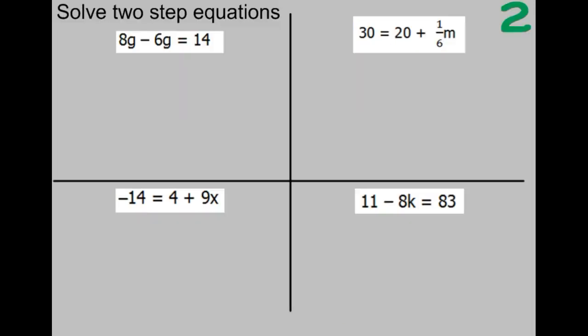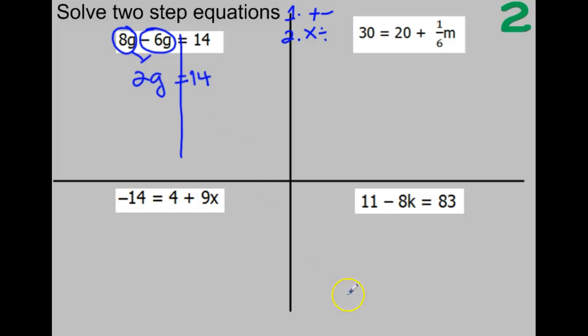Slide 2, we're solving two-step equations. This is when we looked at getting the letter all by itself and undoing first addition and subtraction, and then multiplication and division. So first, second. This first one, though, we have two sets of g's here. We have 8g and a negative 6g. We can just subtract: 8g minus 6g is 2g, all equal to 14. And this is just multiplied, so the opposite of multiply is divide. 2 over 2 is just 1, and 14 divided by 2 is 7.